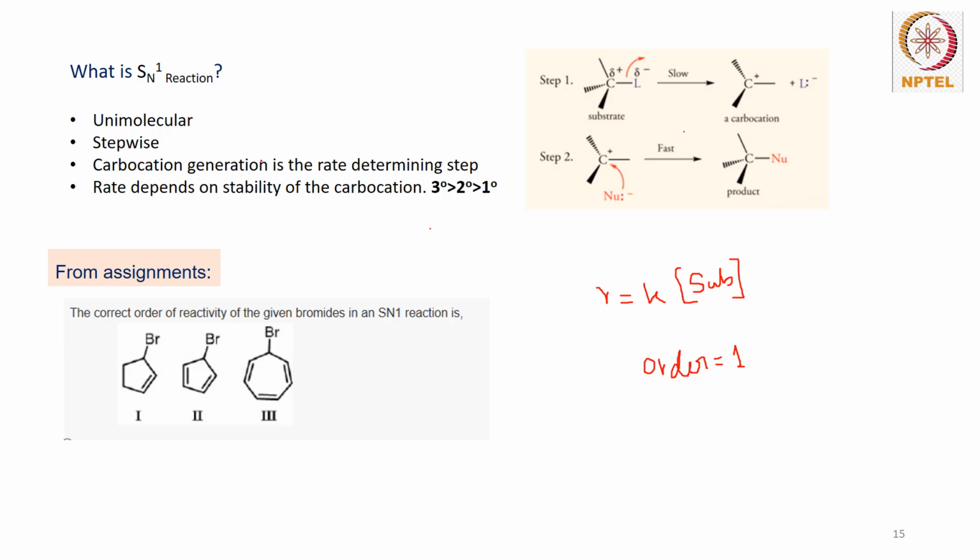So the correct order of the given bromide for SN1 reaction. SN1 means the leaving group will be removed from the system, and it will generate a carbocation. So whichever carbocation is stable will react at the highest rate. I think many of you have already solved this.